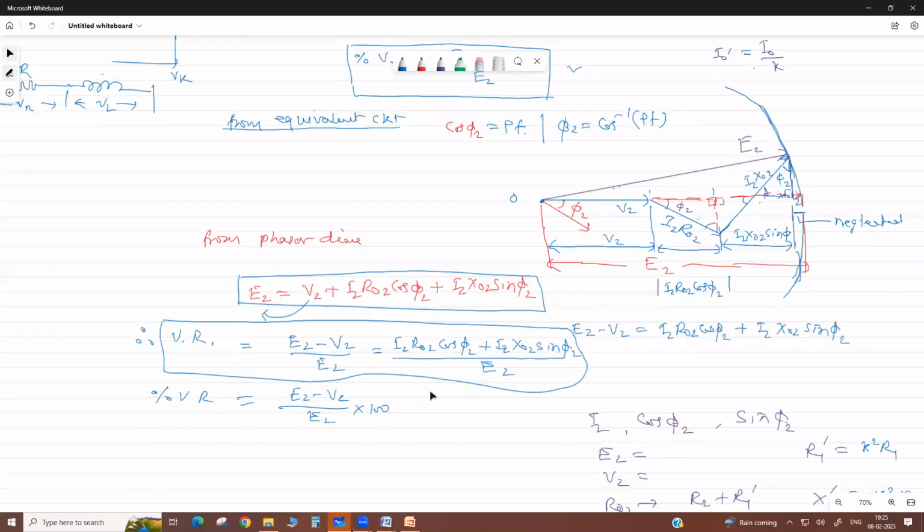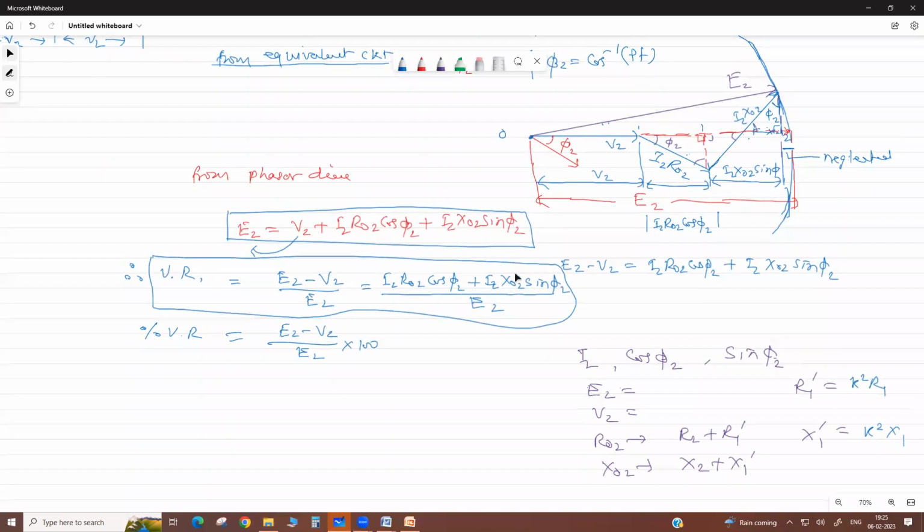Then see, if your leakage reactance is high, your reactance drop will be higher. A higher value of voltage regulation is not good. It is bad, poor regulation. Poor regulation means higher voltage drop. Now your voltage regulation depends on power factor, whether it is lagging, leading, or whatever it is.